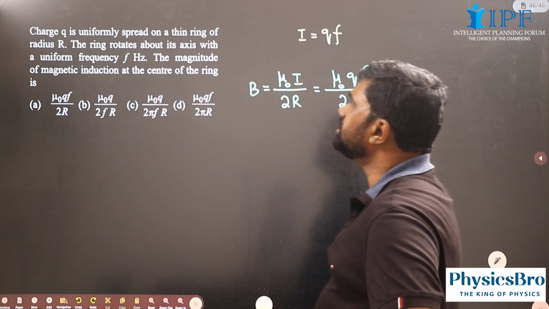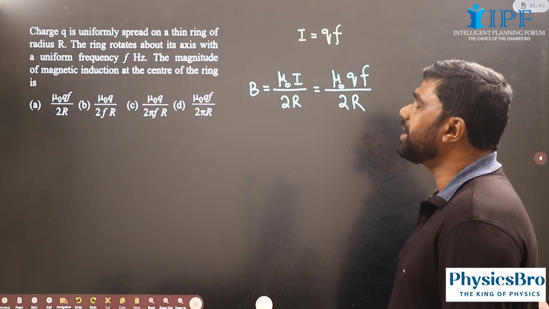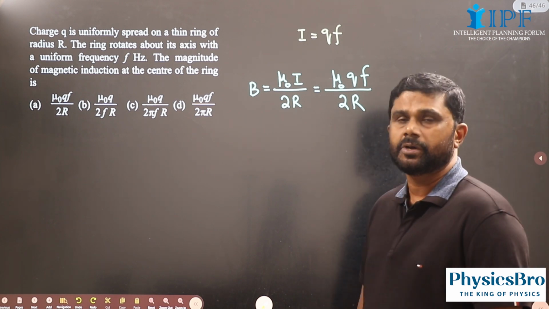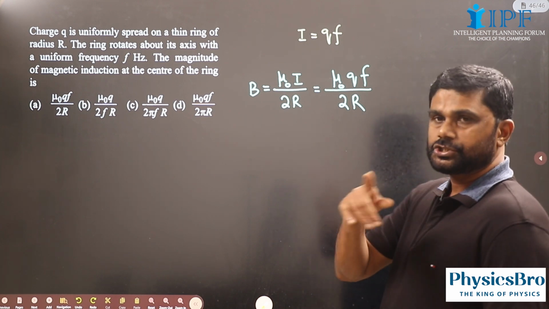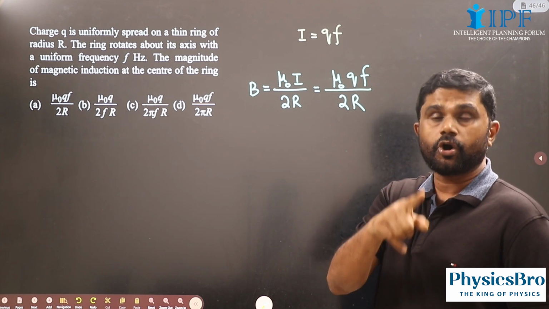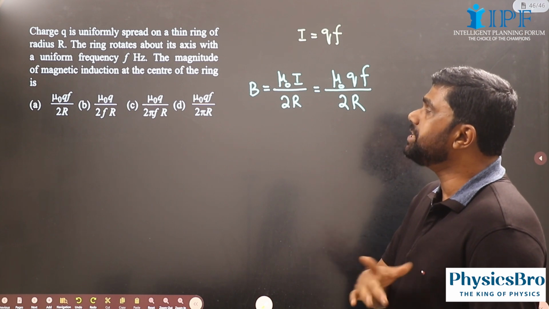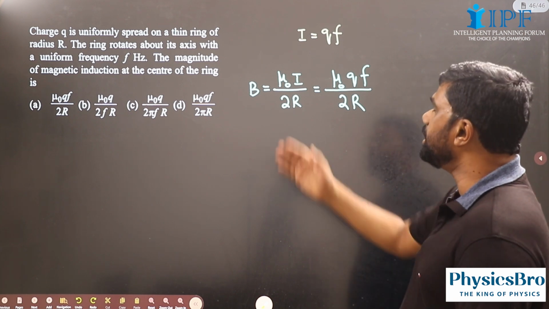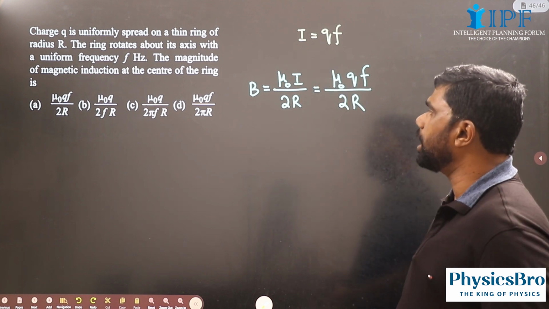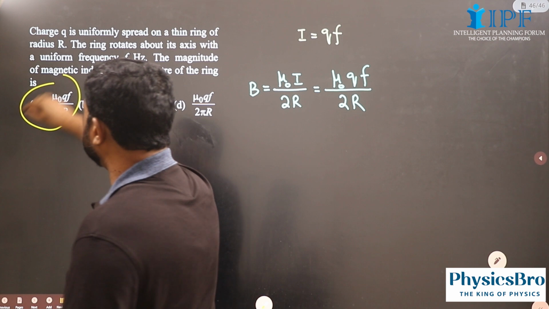Okay. A charge small q is uniformly spread on a thin ring of radius capital R. The ring rotates about its axis with uniform frequency f. So the current associated with it will be q by T, or qf. The magnitude of induction at the center of the ring, B equals mu 0 I by 2R, which is mu 0 qf divided by 2R.